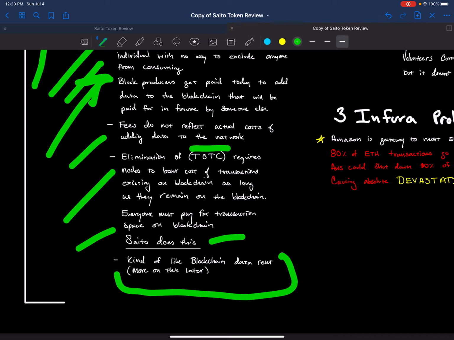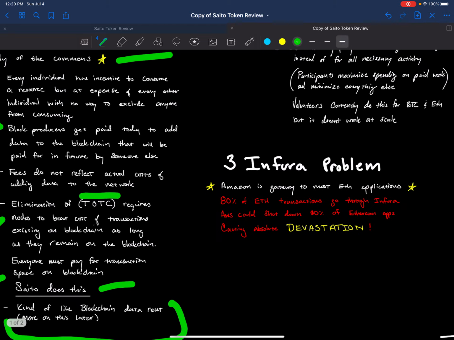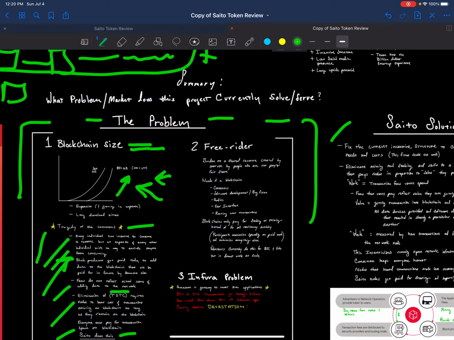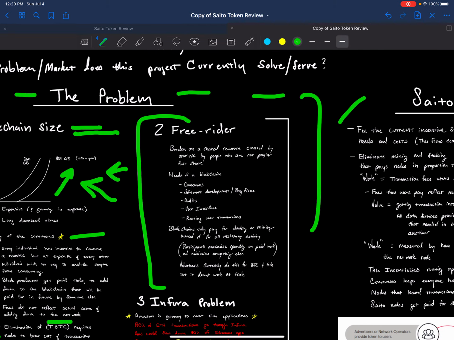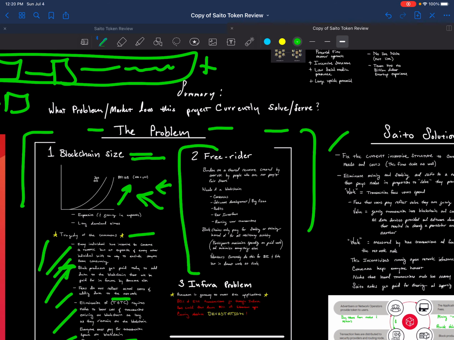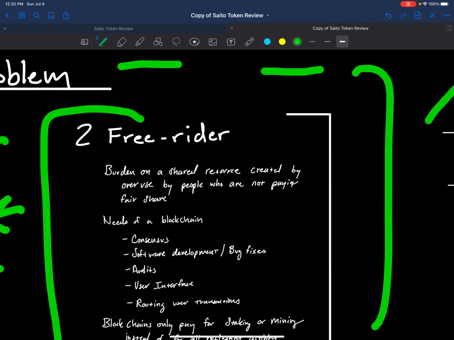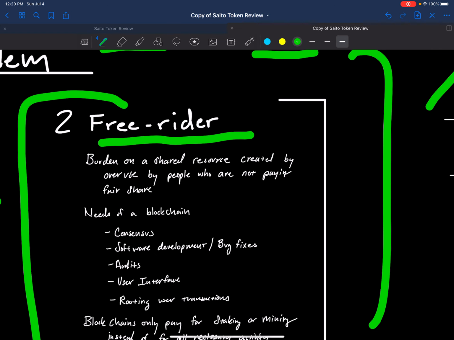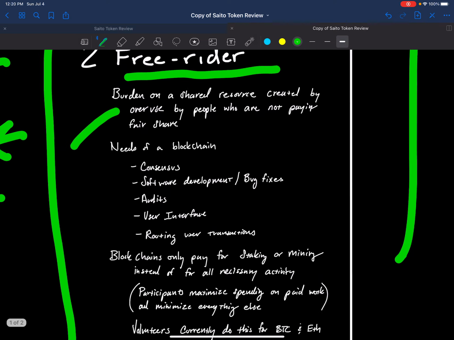So it kind of makes the blockchain have data rent, and once again, we'll go more into detail on that. Saito also tries to eliminate the free rider problem. They try to address blockchain size, tragedy of the commons, and the free rider problem. So the burden on the shared resource is created by overuse by people who are not paying their fair share.